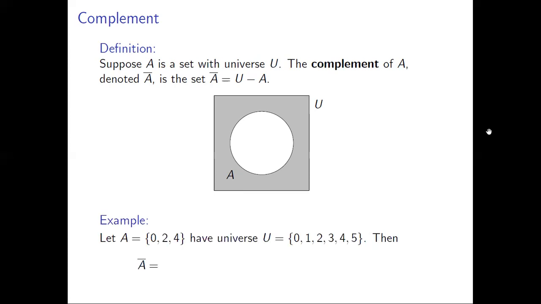So for example, let's say we have a set A, which is {0, 1, 2, 4}, and the universe is the integers 0 through 5. Then the complement of A is the universe minus A, which is the set of integers from 0 through 5 minus the set {0, 1, 2, 4}. And what we're left with is the set {1, 3, 5}.